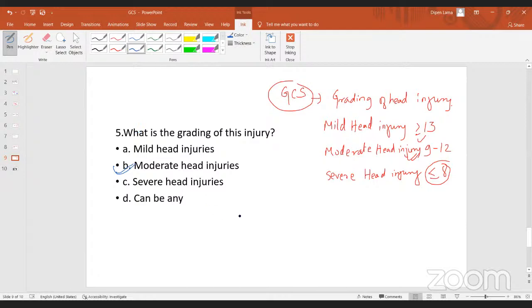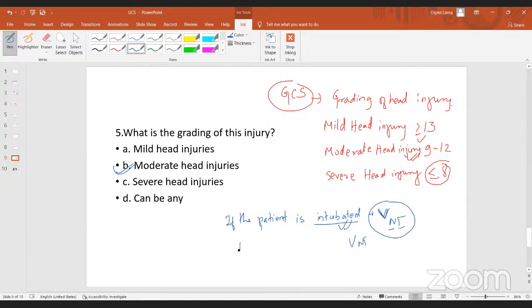Sometimes they may ask you, if the patient is intubated, he or she cannot speak. So for the verbal response, we should write VNT, that is not tested. We cannot test the verbal response if the patient is intubated. So not tested, VNT. We should write VNT.